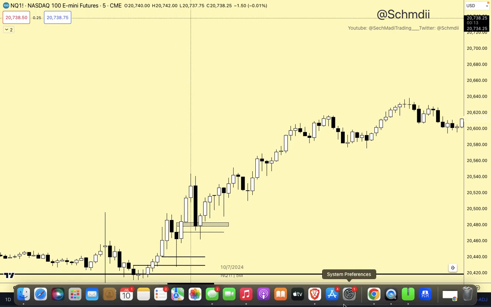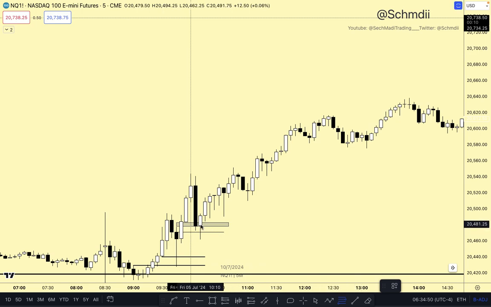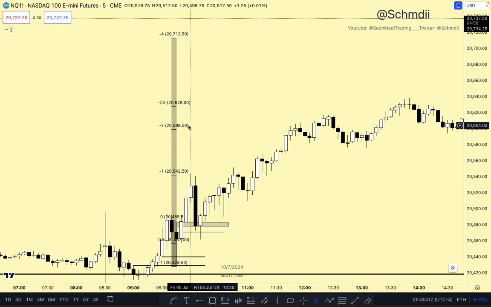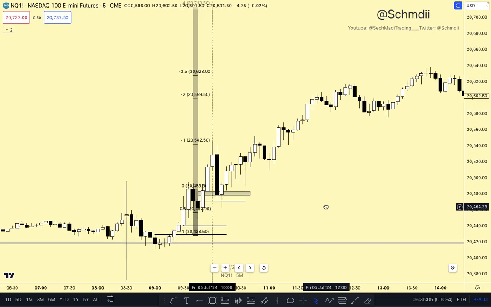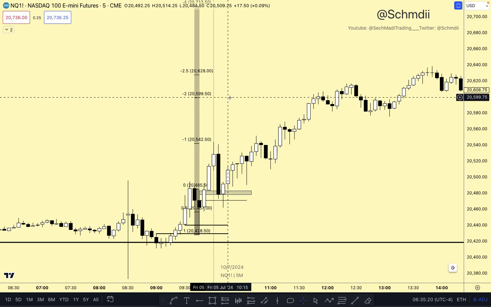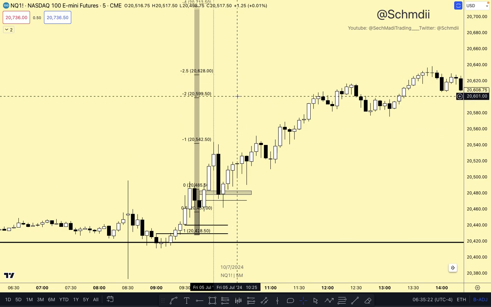I'm just gonna put a projection fib using, what can I use? Let me use this manipulation here, so the low up to the high. As you can see, I like putting my projection fib on the price leg of manipulation that took the liquidity. In this case, I used this wick here. I look to take my first partial at the -2 to -2.5. We did get that nice reversal area.